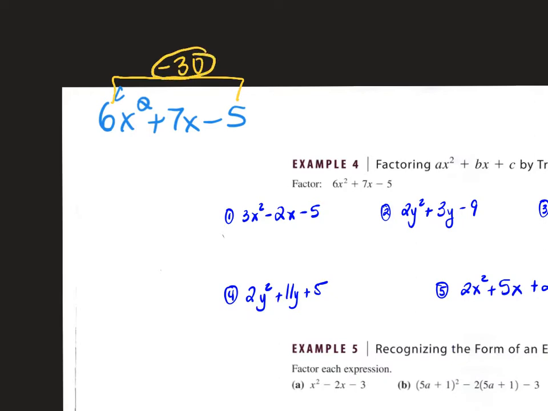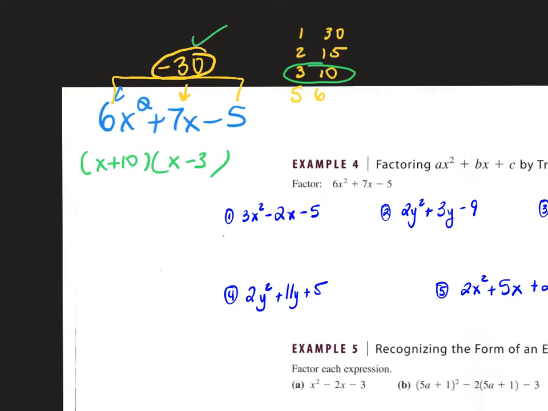I'm looking for factors of negative 30 that multiply to give me negative 30, but add to give me 7. You don't have to write the factors out, but if it helps you, do that. So I have 1 and 30, 2 and 15, 3 and 10, 5 and 6. What could I use to multiply to give me negative 30, but add to give me 7? Positive 10 and negative 3. So watch what I'm going to do here. x plus 10, x minus 3. Now check. 10 times negative 3 is negative 30. 10 minus 3 is 7. We're good.